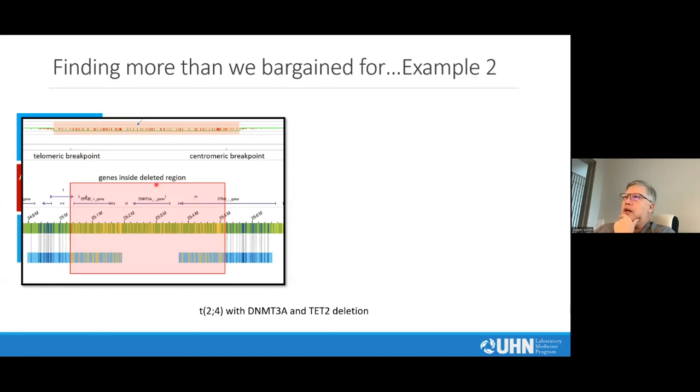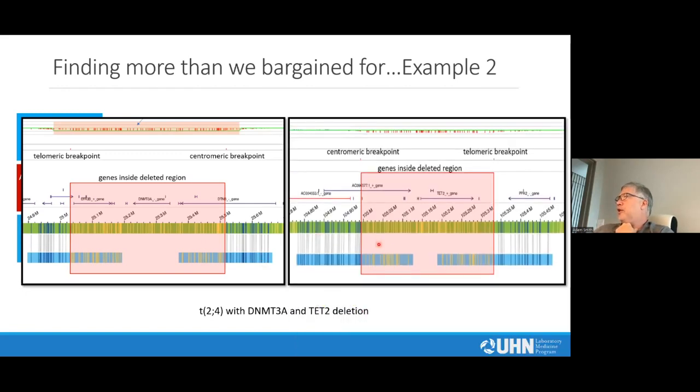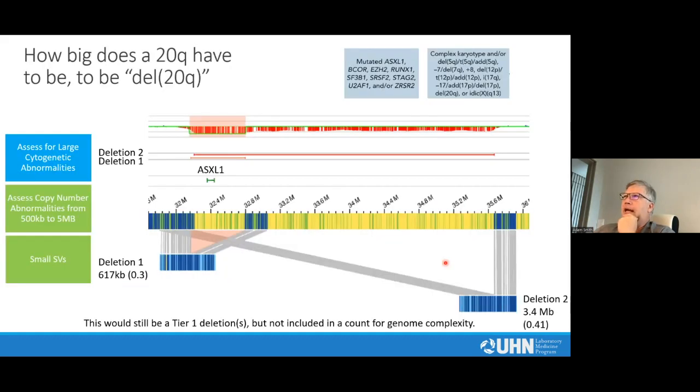And in fact, if you look inside the deleted region, you can see that DNMT3A is inside the deleted region on 2, and these are the maps here showing the translocation breakpoints in the hybrid maps 2-4 and 4-2. And then again, this is the region on 4 deleting TET2. So this is just a super interesting case with deletion of DNMT3A and TET2 from an apparently balanced translocation 2-4. So again, showing the value of really getting into that lower resolution.